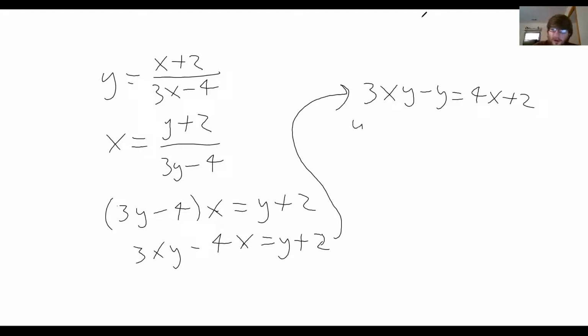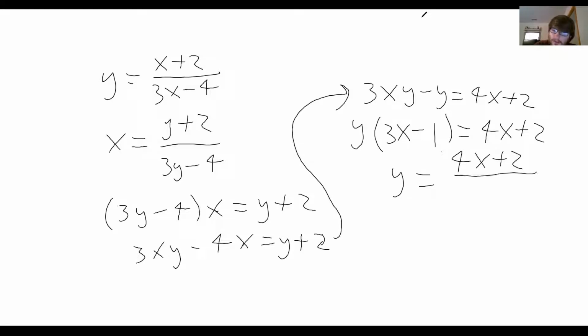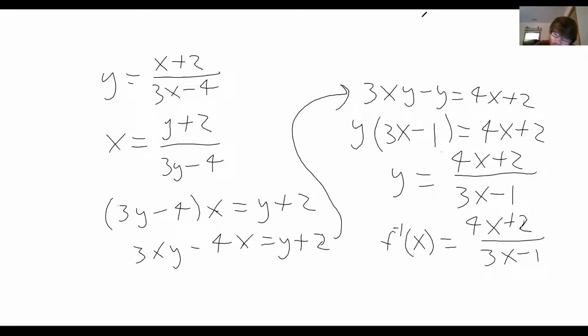And then we can just pull out this y through distribution. This is y times 3x minus 1 equals 4x plus 2. And then we can just divide that whole part over so we can get y by itself. So it's 4x plus 2 over 3x minus 1. And then we just replace this y with f to the negative first power of x, 4x plus 2 over 3x minus 1, to denote that this is the inverse of f of x. And this is our final answer.